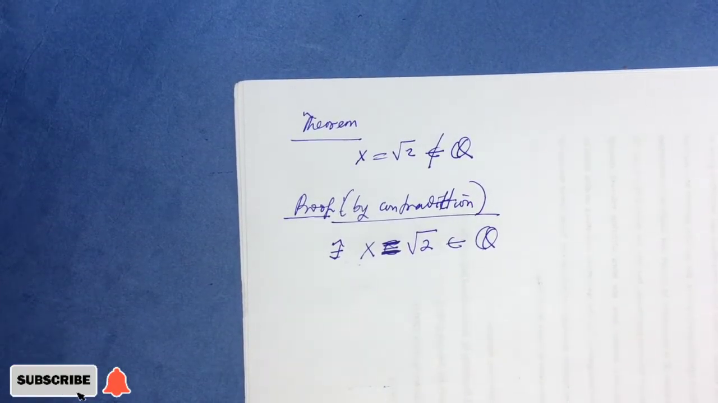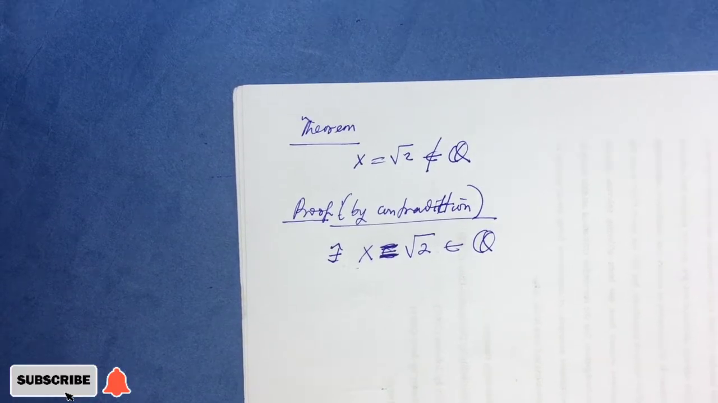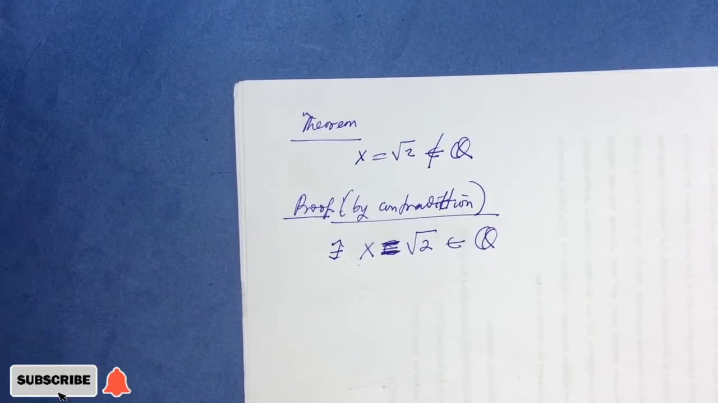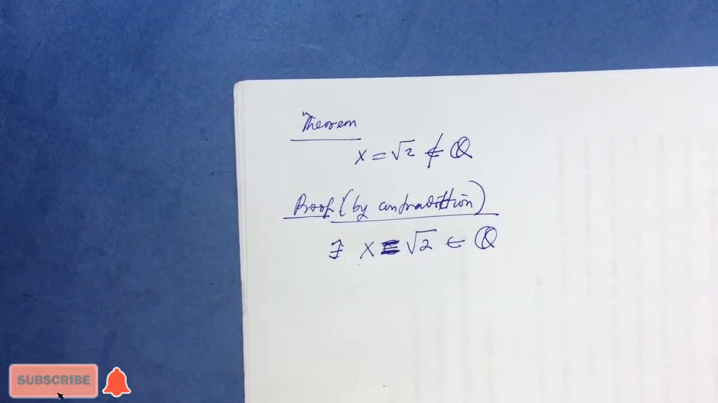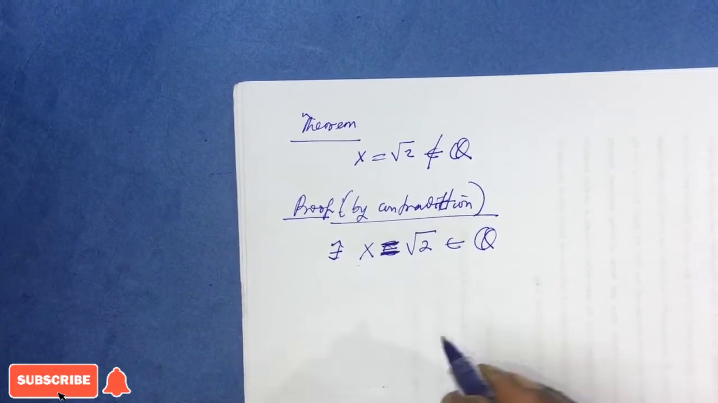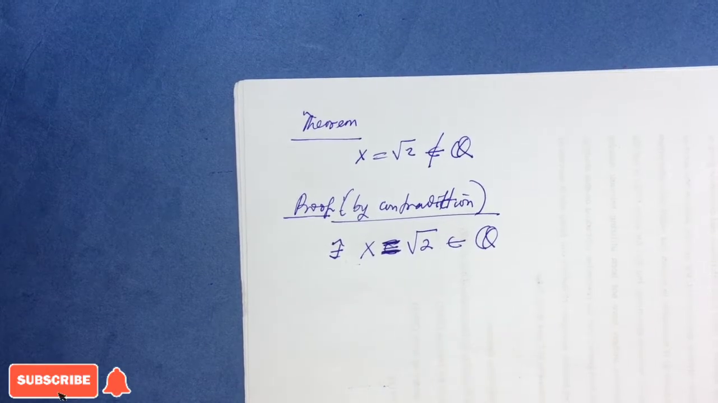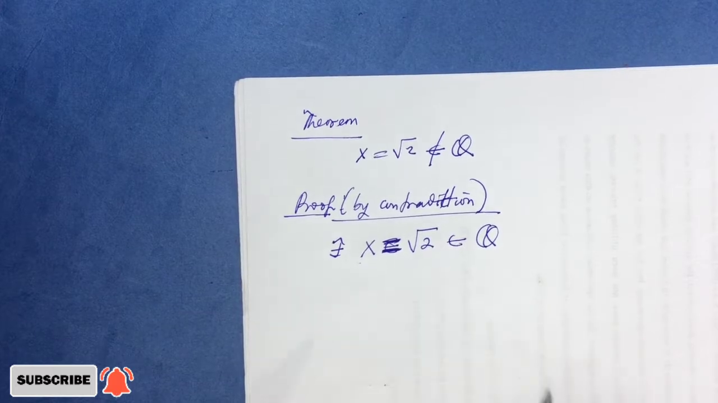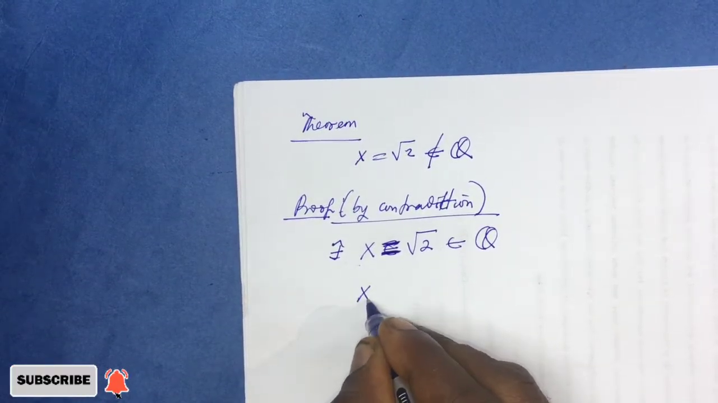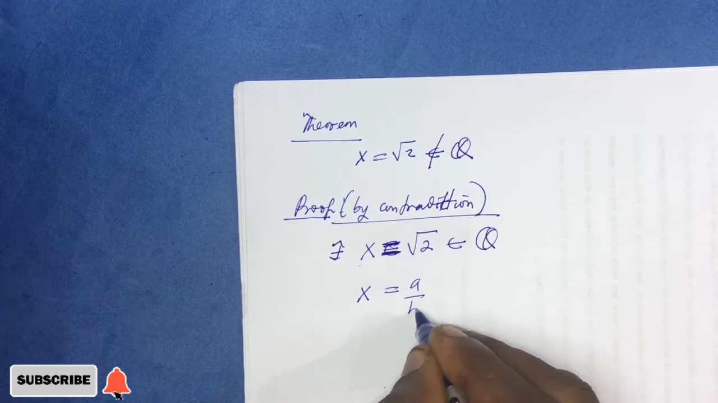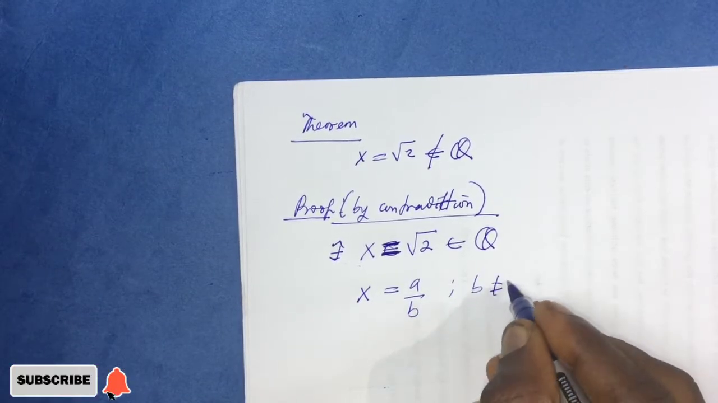But because we are proving by contradiction, we will start by assuming that x equals square root of 2 is actually a member of the rational number system. Now, what that means is that we have to recall the fact that x, any number in the rational number system, can be expressed as a ratio of two integers. So remember that the same x can be expressed as a over b, where b is not equal to 0.